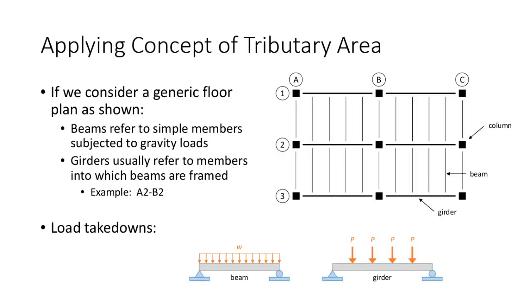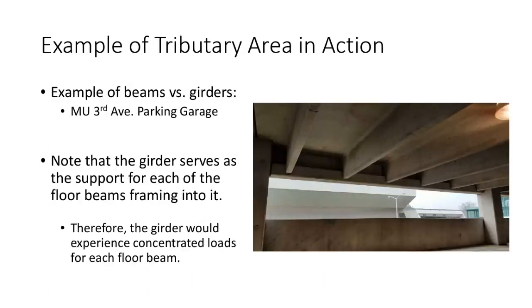I'll show you an example of tributary area in action. So I took this picture, I think about a year or so ago, or maybe a little longer, I don't remember. This is a picture I took of the parking garage. This is the Marshall 3rd Avenue parking garage. So you can see out the little gap there that's the basketball arena. Now, look what's going on here, okay? So each of these are precast double T segments, but we'll just take one at a time.